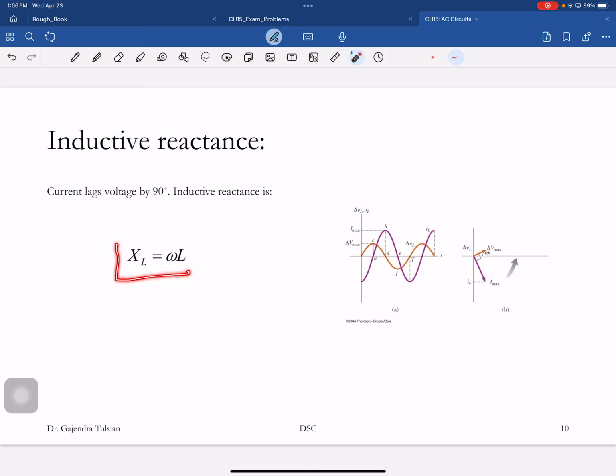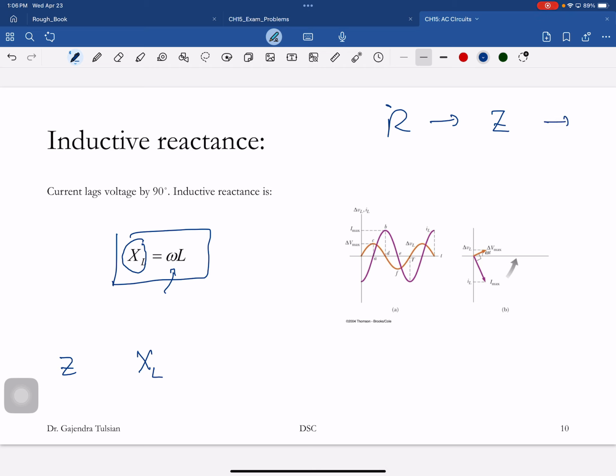All right, so the two things we have to know: the resistance, the impedance, is omega L, and again, this is given a special name. It's the inductive impedance, it's called XL. So R to Z to XL. That's the special name, and it's dependent on the frequency.